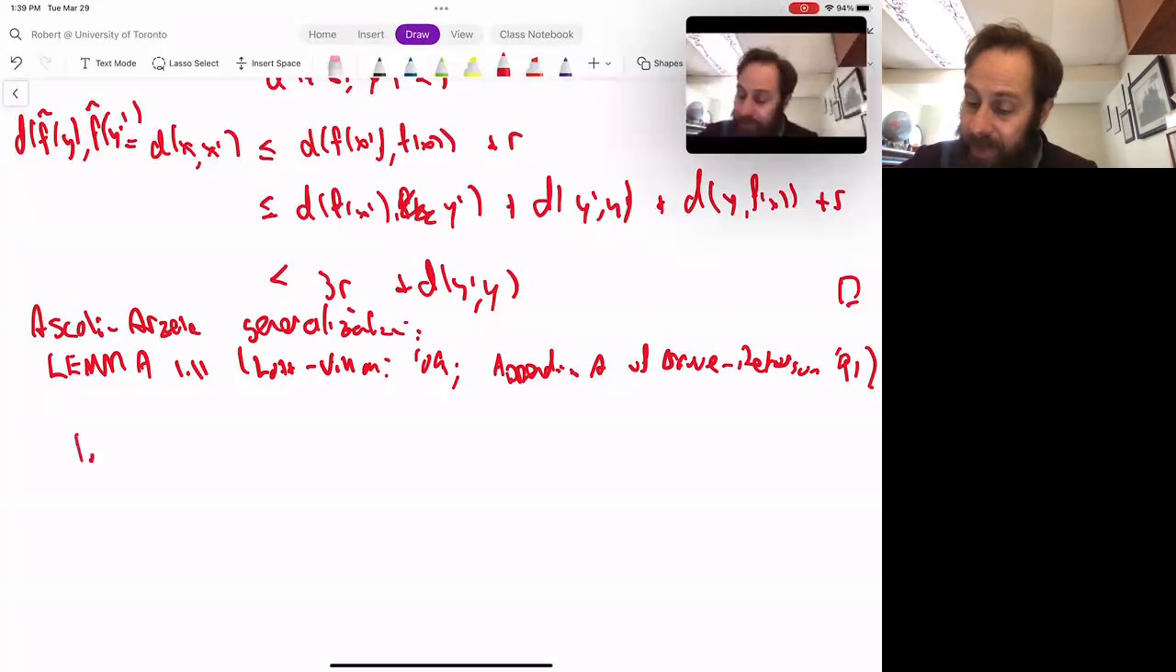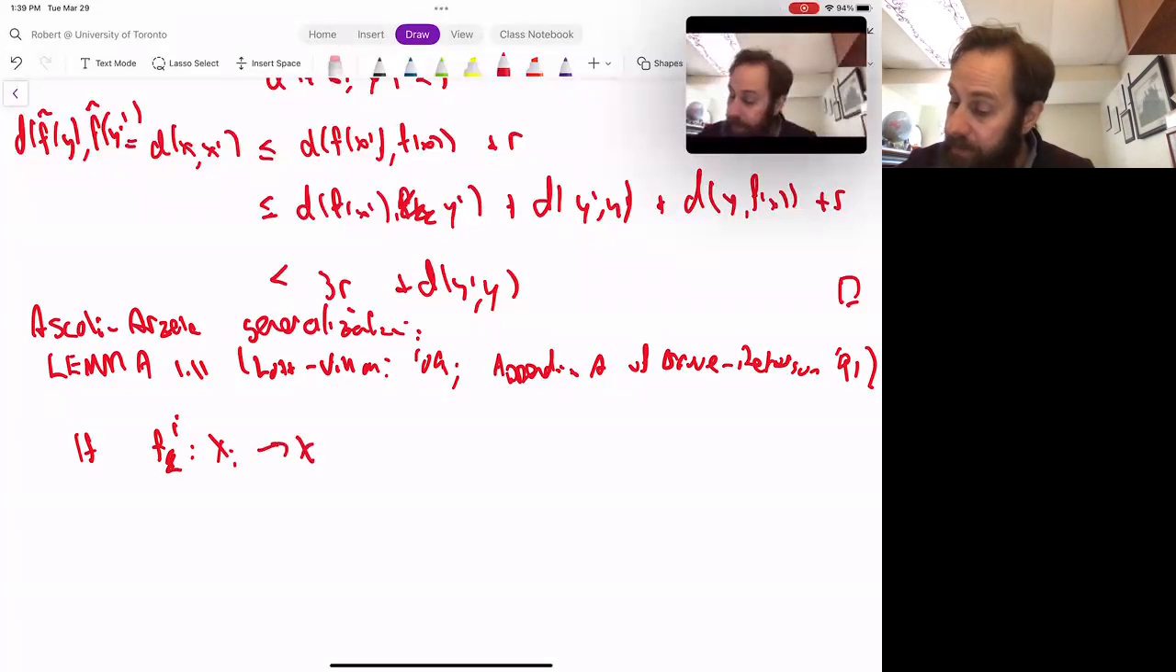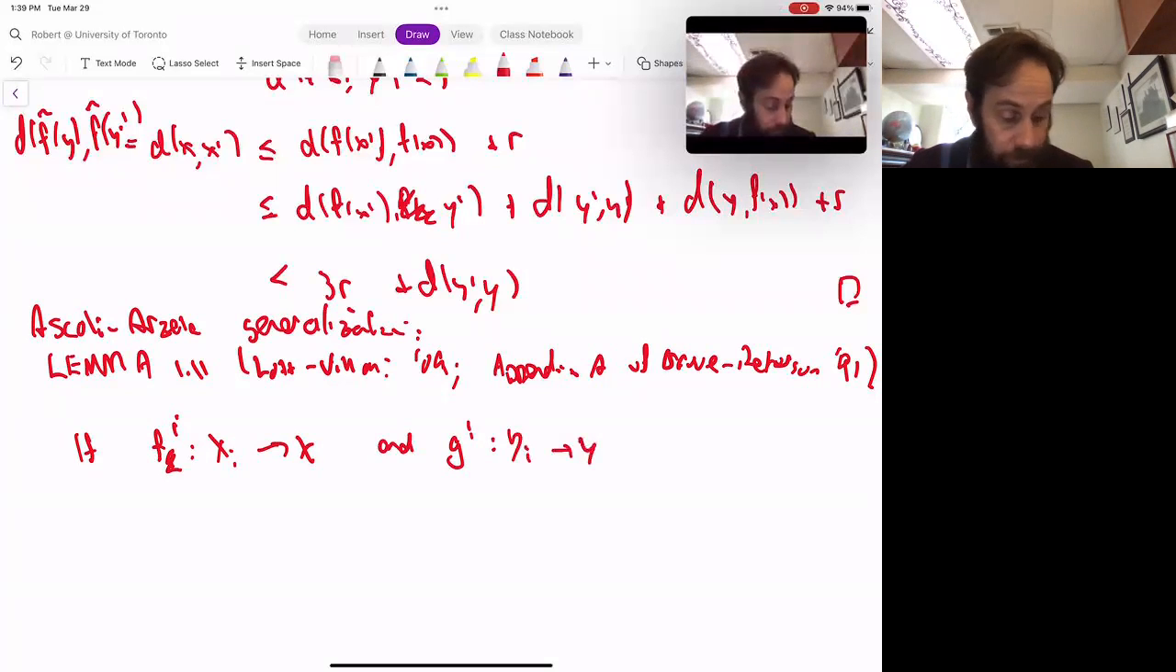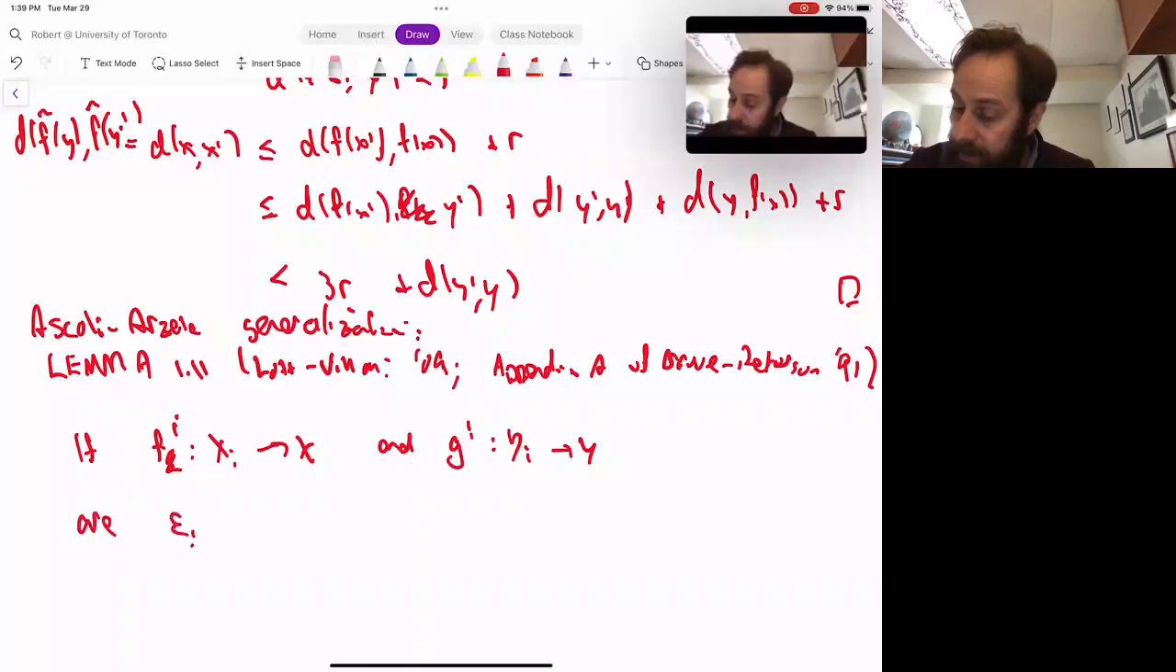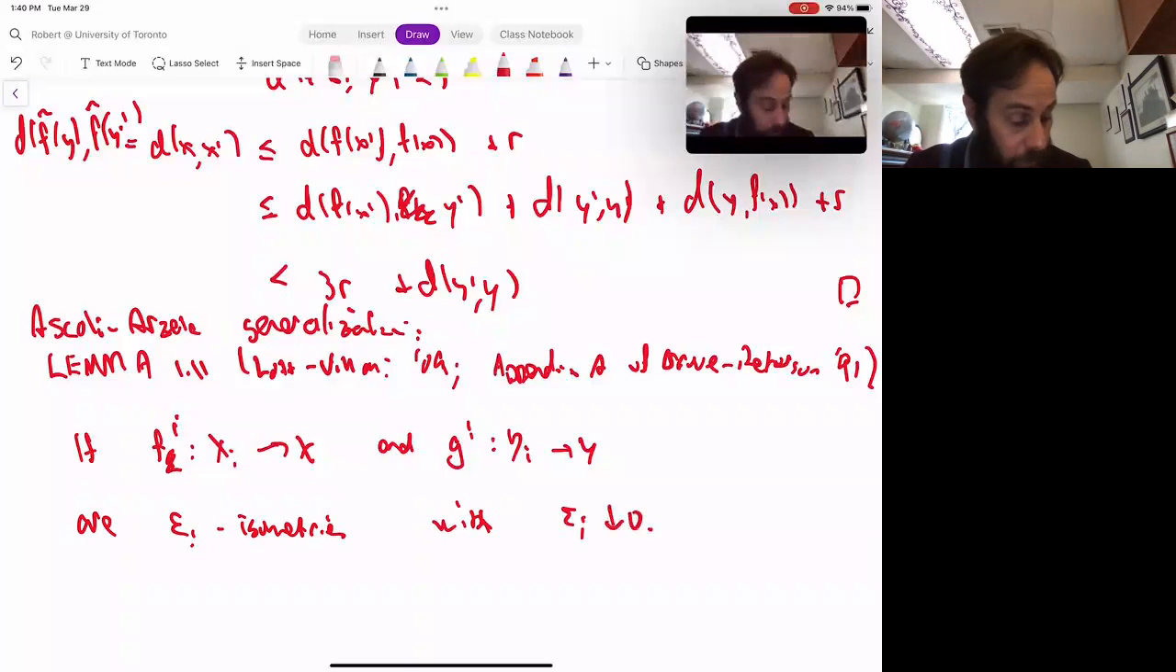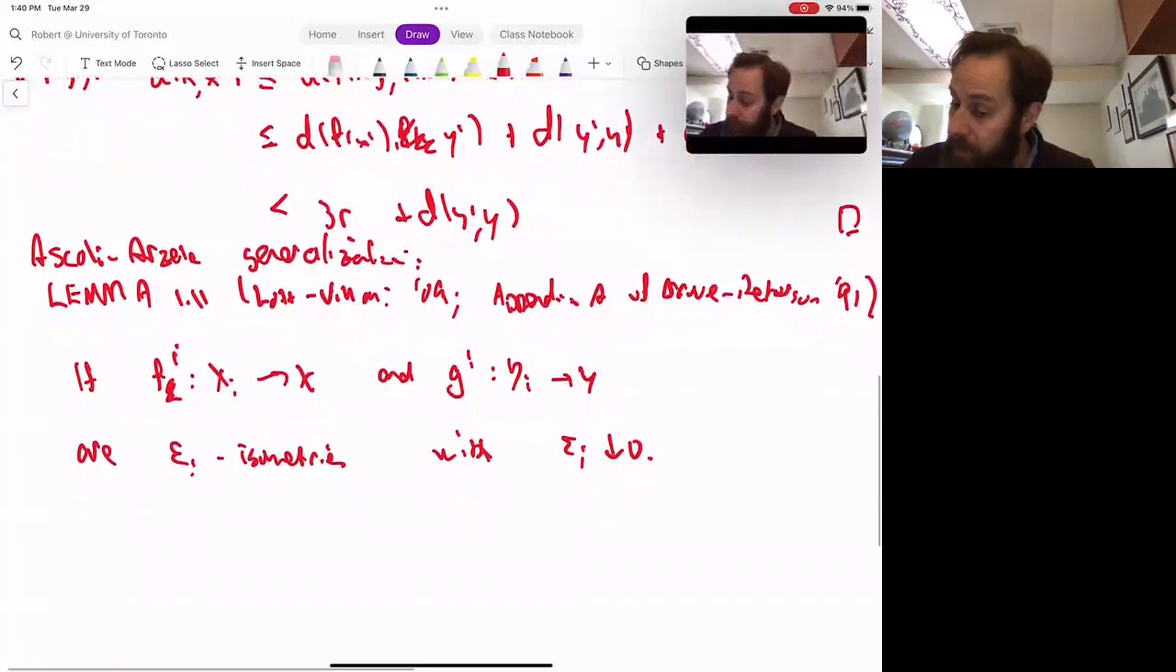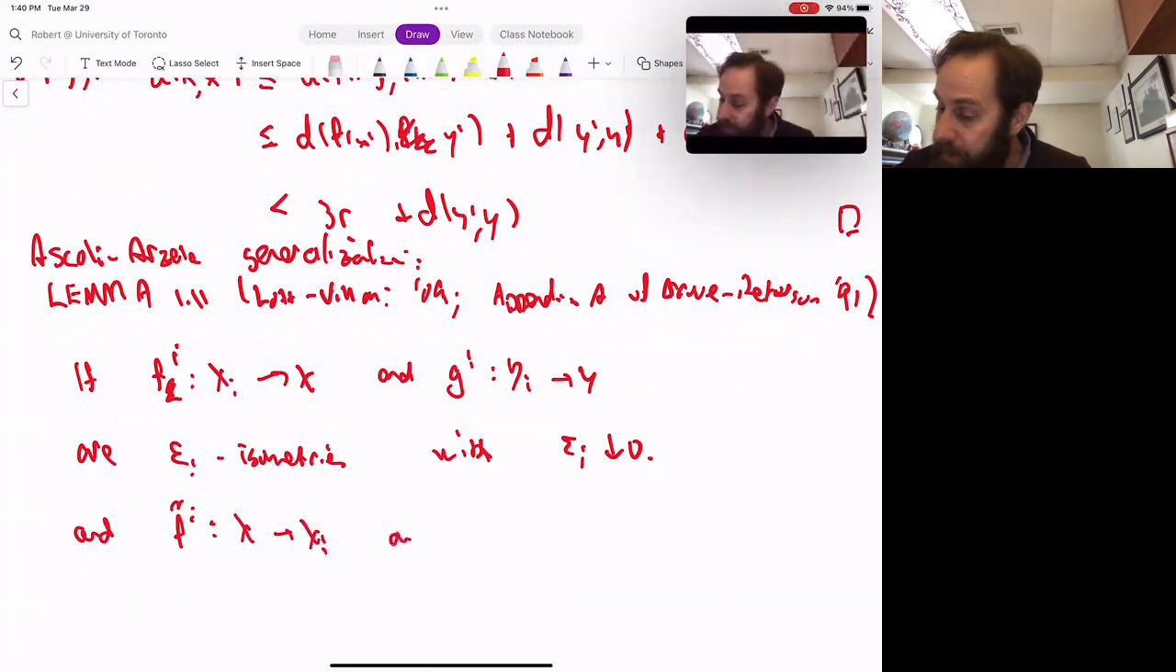And it says that if I have a sequence F_i taking X_i onto X, and G_i taking Y_i onto Y, are epsilon_i isometries between compact metric spaces with epsilon_i going to 0 as i goes to infinity, then let F tilde_i, which takes X to X_i, and G tilde_i be the approximate inverses defined above.